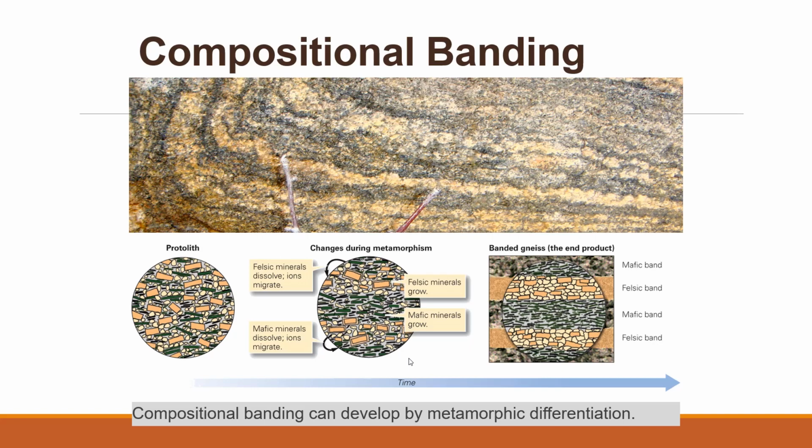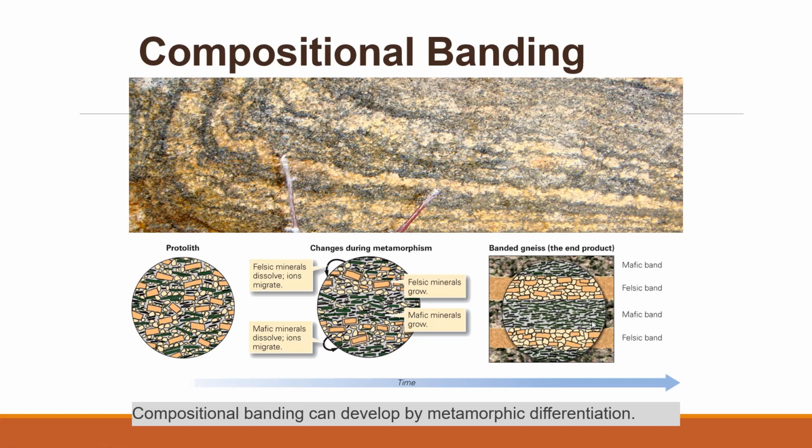And then if we keep going, we will have what's called compositional banding. So this can develop as we increase our metamorphism. So basically we will start to have our minerals migrate into bands of similar compositions with increased metamorphism, and those bands will be perpendicular to the compression. So we can have a mafic band, which would be the dark, and then a felsic band, which would be the light, and then a mafic band. We call this gneissic banding.